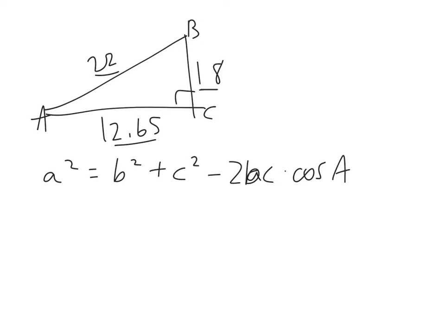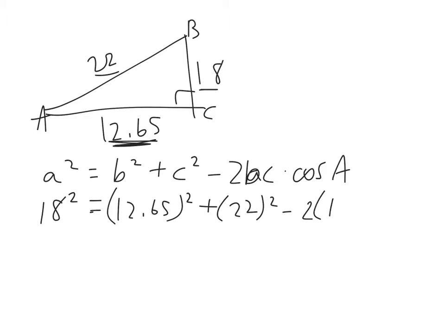Remember, we found this by using the Pythagorean theorem. We did that together before the end of our session. So here is the rest of it here. Let's plug in a. So we'd have 18 squared equals b squared, which is 12.65 squared, plus 22 squared minus 2 times 12.65 times 22 times cosine of A. And this right here is what I'm trying to solve for, angle A.